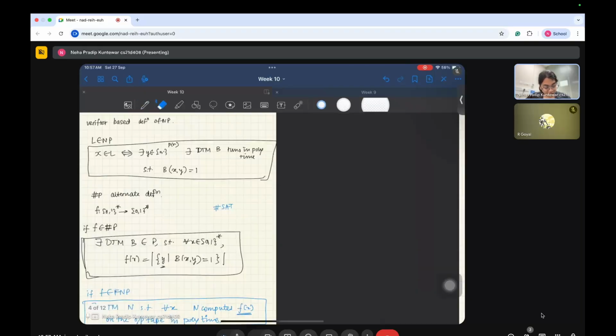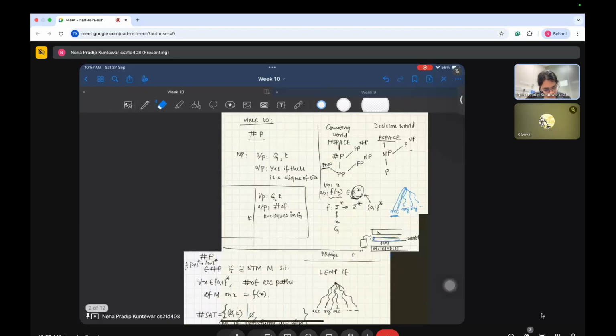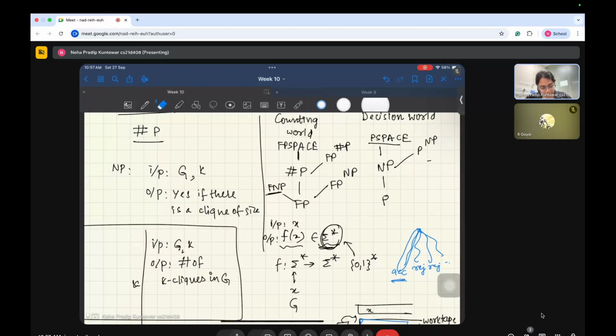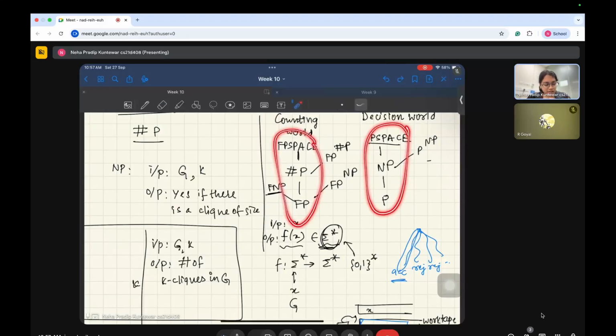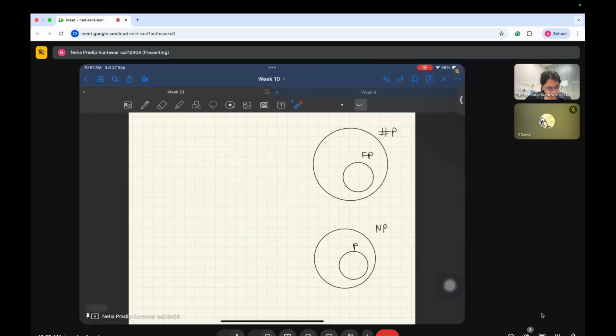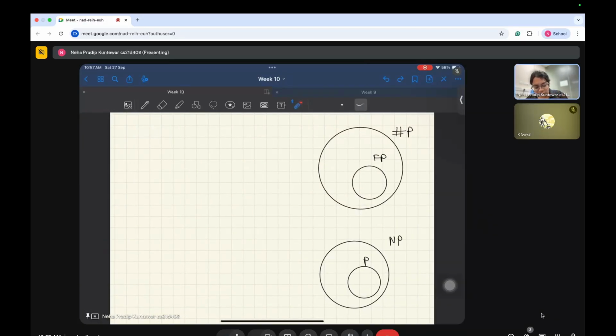Why did we come here? I'm just trying to recall that. Okay, so we were here, and yeah, we saw this hierarchy and this hierarchy, and then there are several classes here. So we were drawing this picture. Okay, got it.